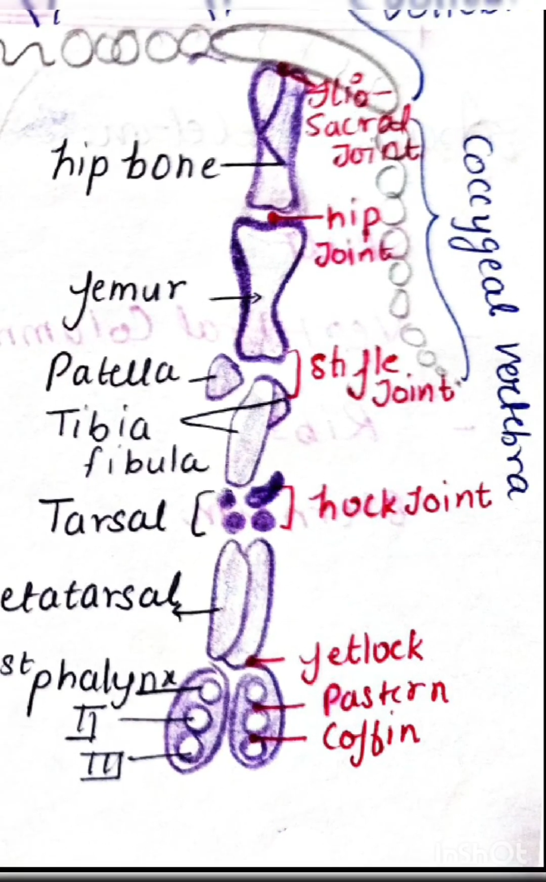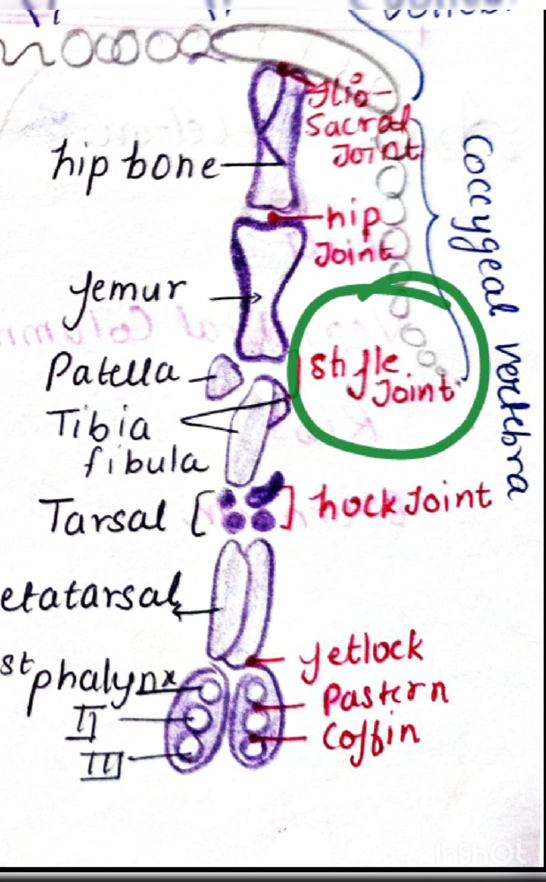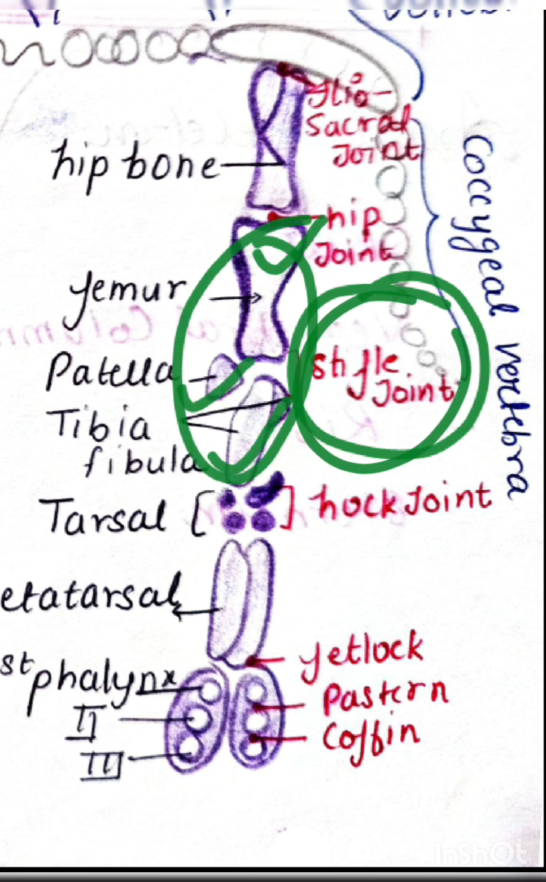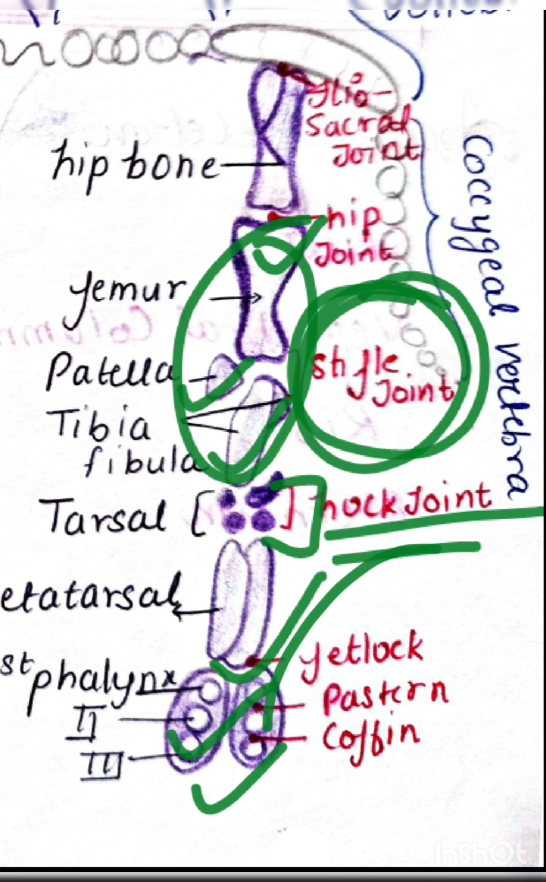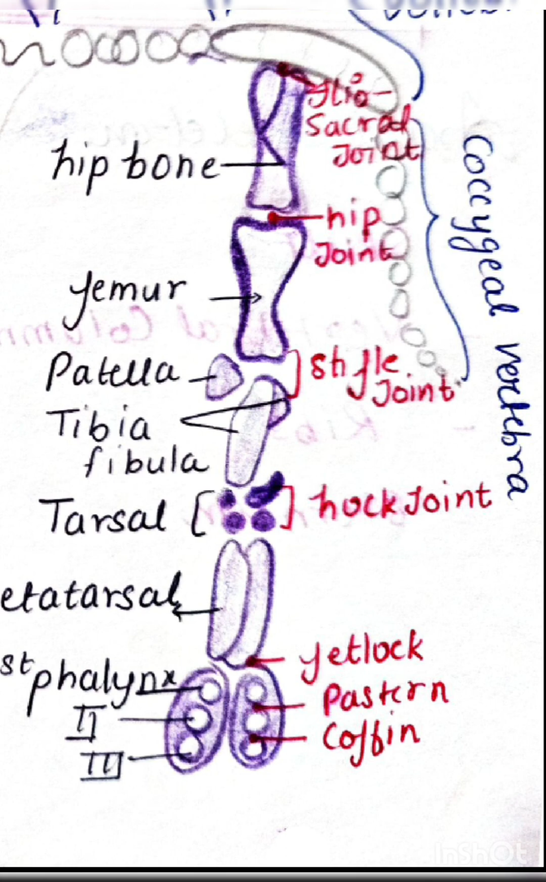Now the stifle joint comes. The stifle joint is formed by three bones: femur, patella and tibiofibula. These three bones combine to form the stifle joint. The fourth one is the hock joint. The hock joint is formed by the tarsals, and as we studied in the forelimb, the fetlock, pastern and coffin joints are the same in the hind limb.